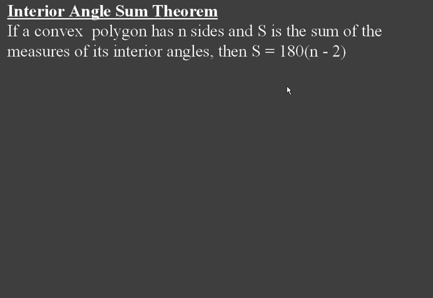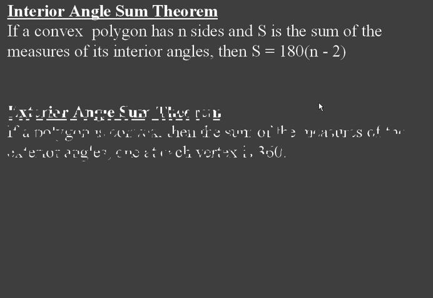Here's the interior angle sum theorem, and here's that very formula we're talking about. If a convex polygon has n sides and S is the sum of the measures of its interior angles, then S, the sum of the angles, is 180 times n minus 2. For this formula to work, all you need to put in for n is the number of sides. That's all there is to it.